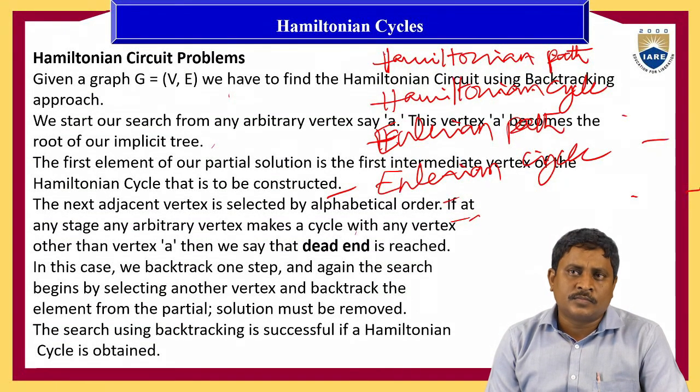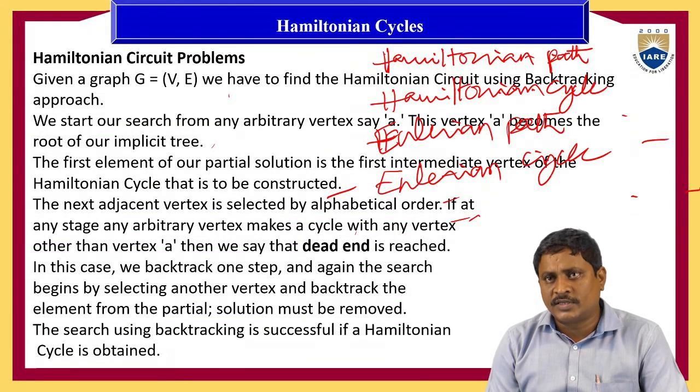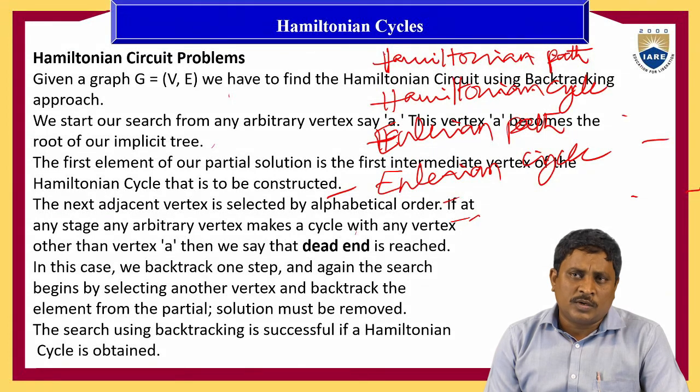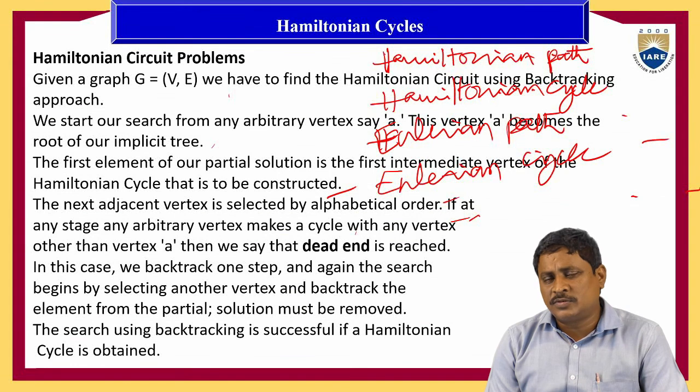An Eulerian path means we start at one vertex and visit each and every edge only once, and no edge is repeated in that tour. An Eulerian cycle means we start at some point and travel through all the edges, each and every edge only once, and again come back to the starting point. That one is called an Eulerian cycle.